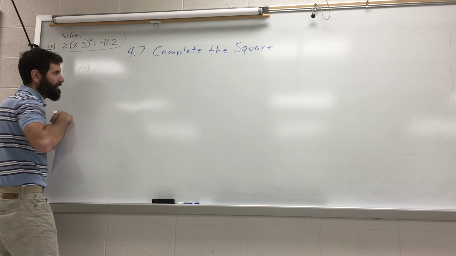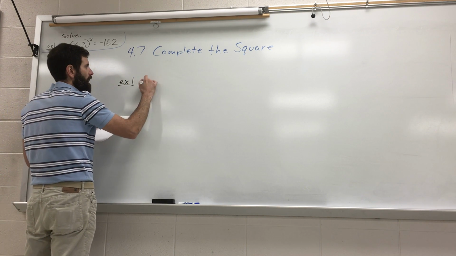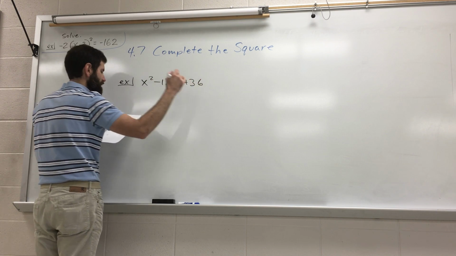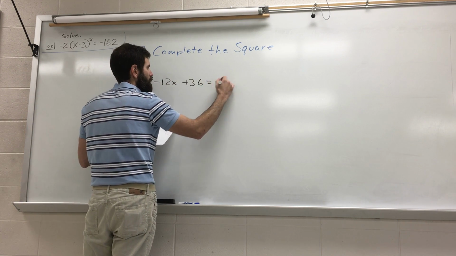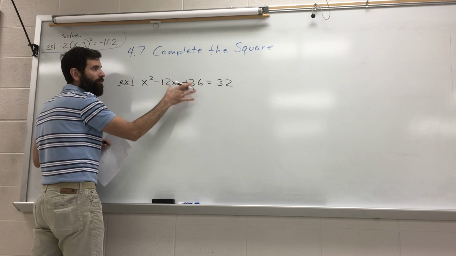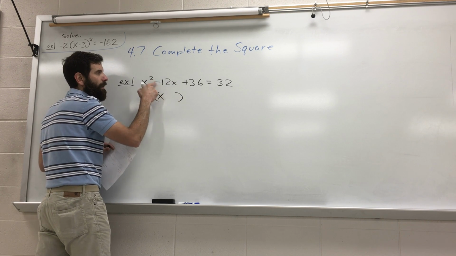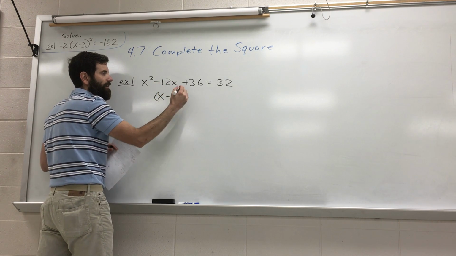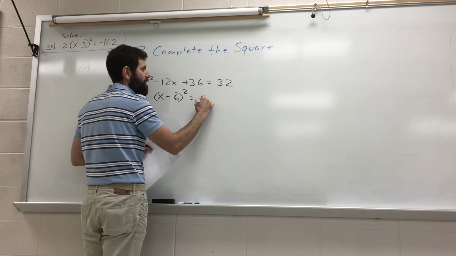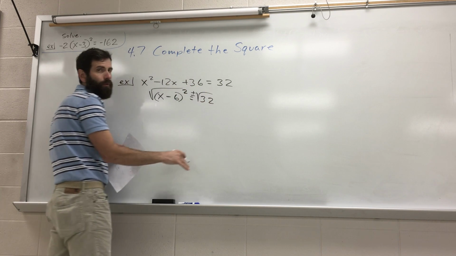In case that didn't come across, let me just set up one more for you. X squared minus 12x plus 36 equals 32. This right here is a perfect square trinomial. You could rewrite it as x minus 6 squared, a binomial squared, equal to 32. Square root both sides, and work it out.